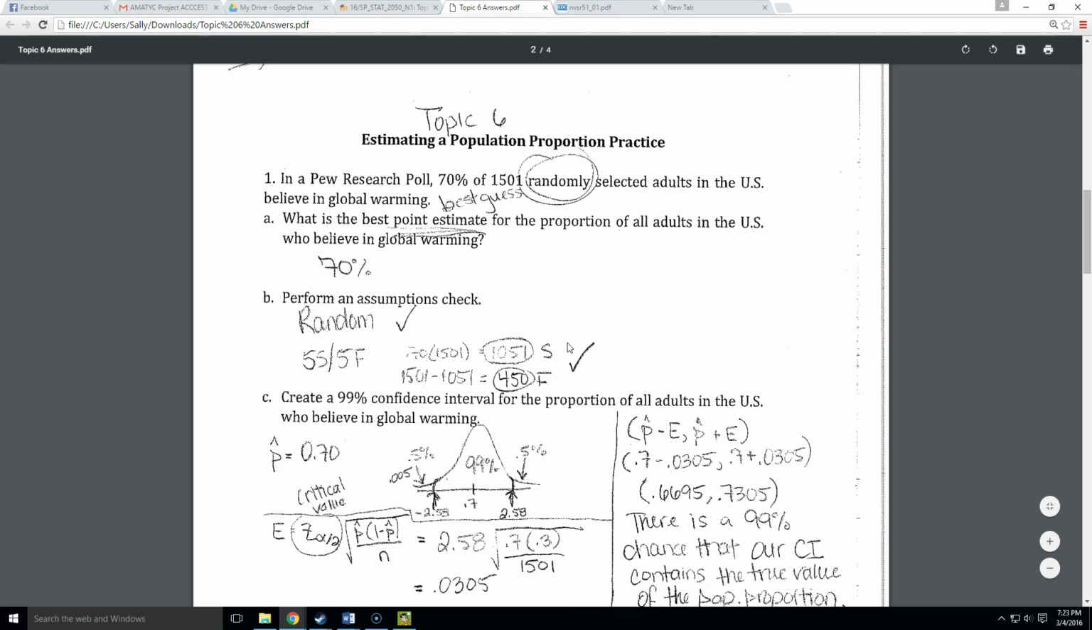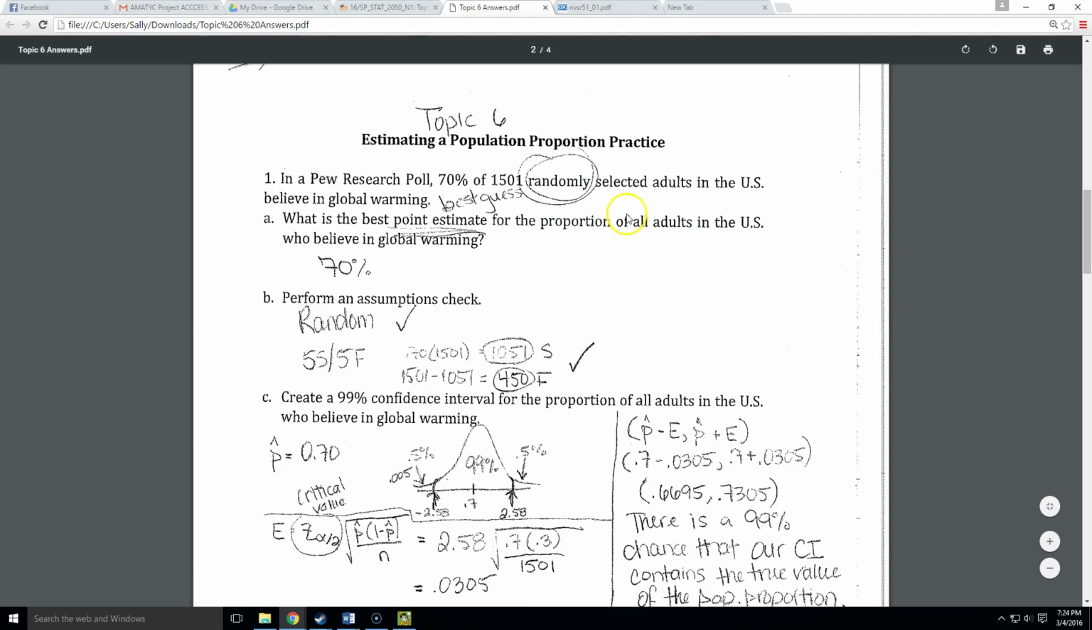I'm going to go over this first example. In a Pew Research poll, 70% of 1,501 randomly selected adults in the United States believe in global warming. This is real data. I'm unsure of when this was conducted at this point. So what is the best point estimate for the proportion of all adults in the United States that believe in global warming? So this is asking for the population proportion.